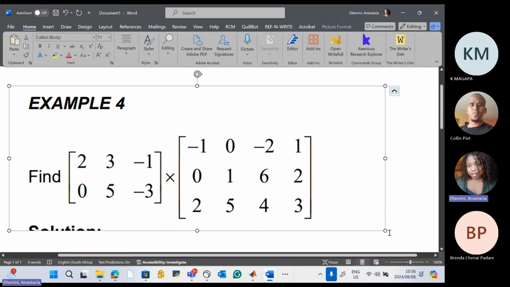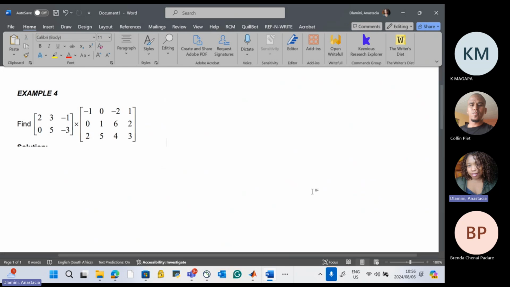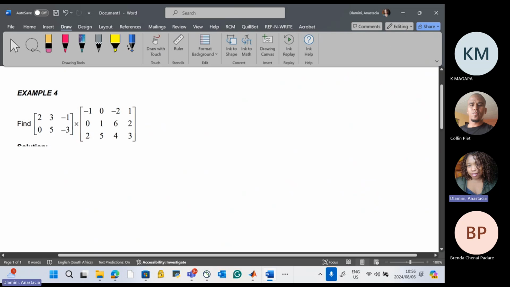To reduce the size. There we go. Now, they want us to find this matrix that we don't know. Okay, no, we know it, but they didn't label it. Let's label this matrix A.